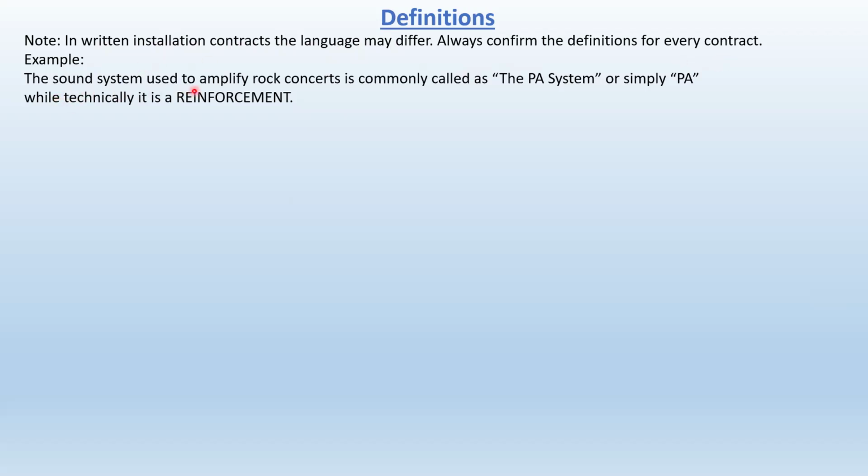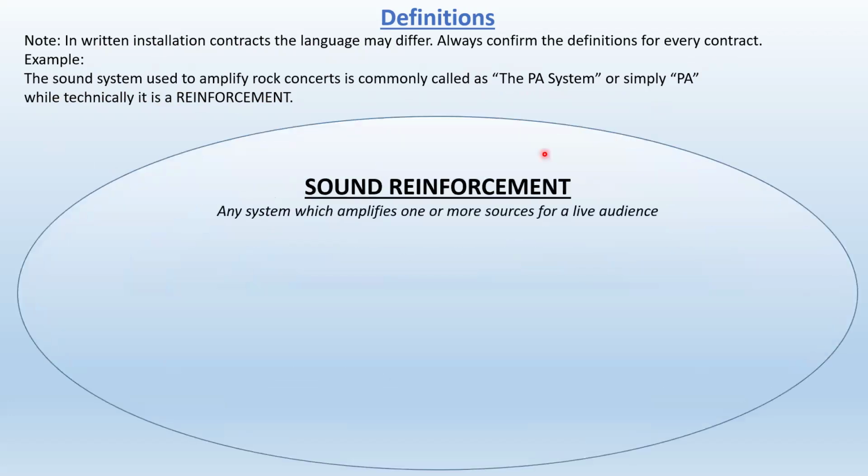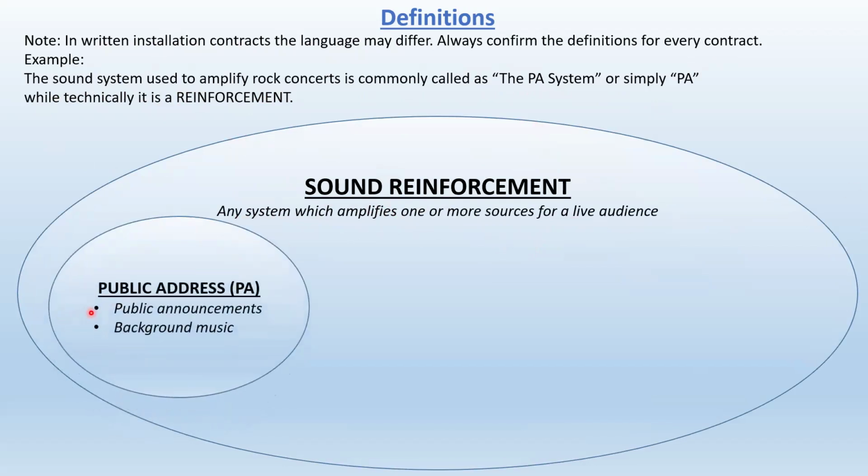For example, the sound system used to amplify rock concerts is commonly called the PA system, or just simply PA, while technically it's sound reinforcement. So just make sure that whenever you're dealing with contracts, you establish the definitions. Here are some to help you. Sound reinforcement: any system which amplifies one or more sound sources for a live audience. A public address PA system: public announcements and background music.